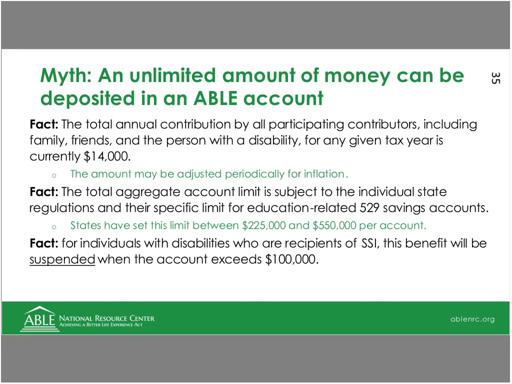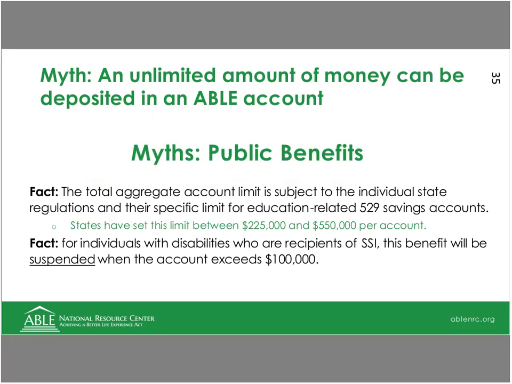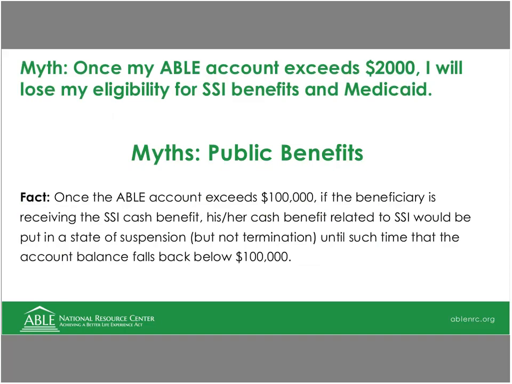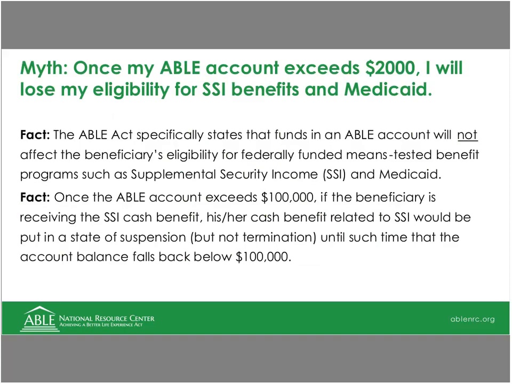The next topic in terms of our myths has to do with public benefits, which is an incredibly important area of ABLE to understand because, again, we all appreciate the very vastly significant benefits that are provided through different programs such as SSI and such as Medicaid. So let's go back to Stuart. I hear a lot of folks saying that they understand that once their ABLE account goes over $2,000, they'll lose their eligibility for things like SSI benefits and Medicaid. So is that true?